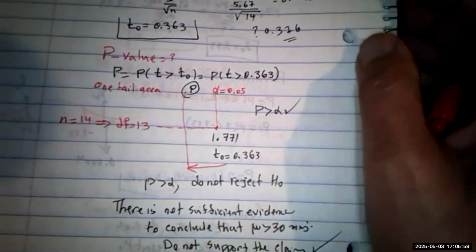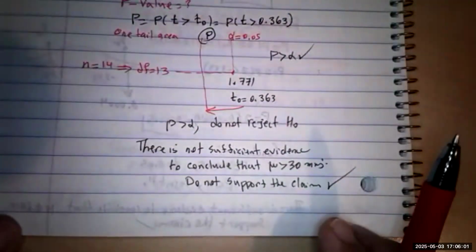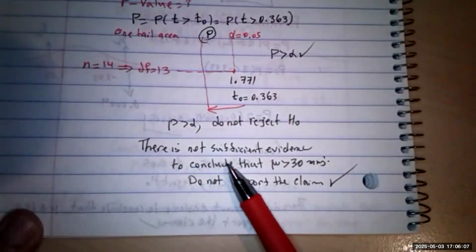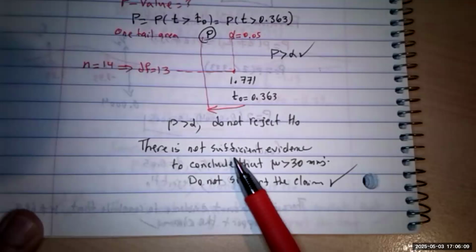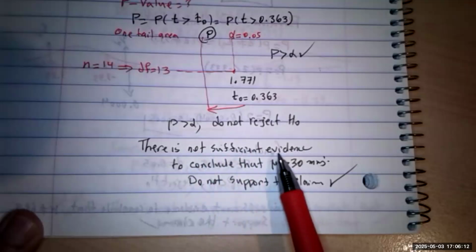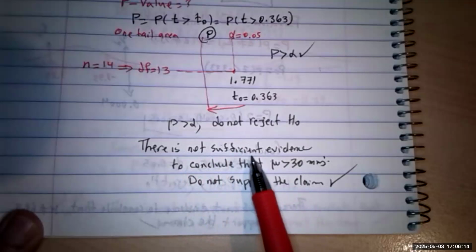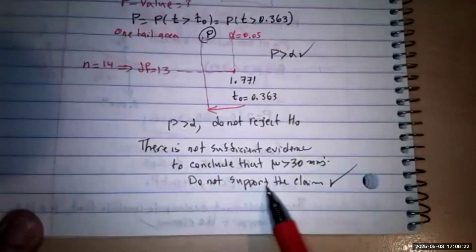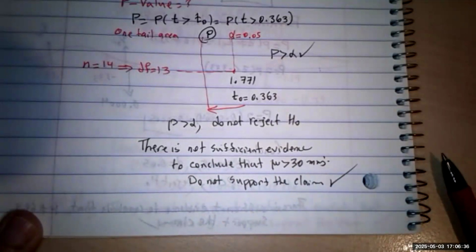So this is if you want to do it manually. Again, do not reject the H naught means you want to keep the H naught. So you have to get rid of H1. So you write something negative about H1. There is not sufficient evidence to conclude that the mu is greater than 30 minutes. And this means we do not support the claim, because the claim was the delivery time is going to be less than 30 minutes. So this is going to be the case.